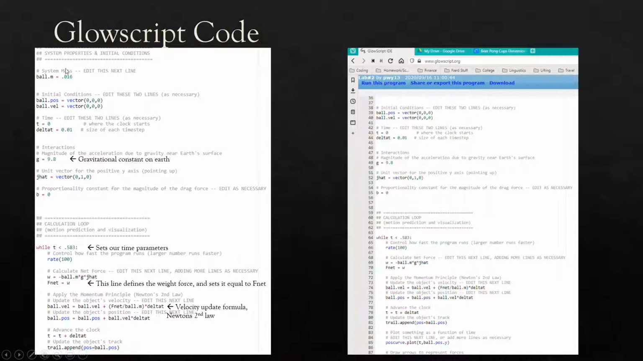So then we jump into GlowScript code. Right here we have g equal to 9.8, which is our gravitational constant on Earth. Then we have our time parameters, which we derive from our Tracker video and Tracker data. And then we have our Fnet statement where we set the weight force equal to negative ball m times our constant g times the unit vector j hat. Then we set our Fnet equal to w. Also, we have to use the velocity update formula, which is also known as Newton's second law.